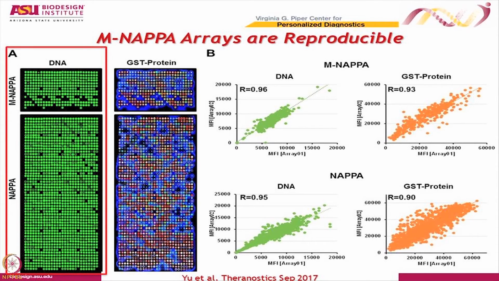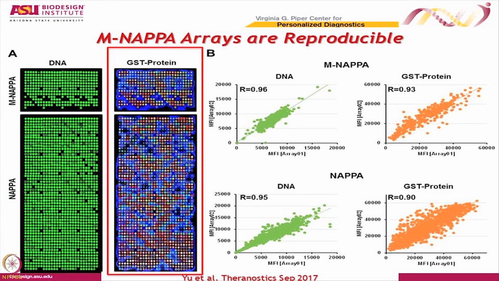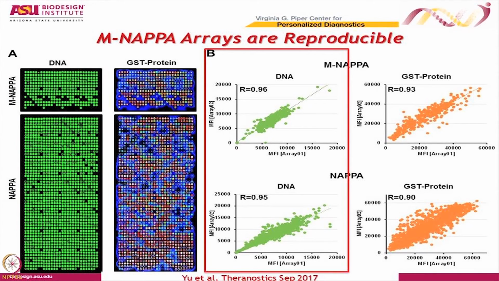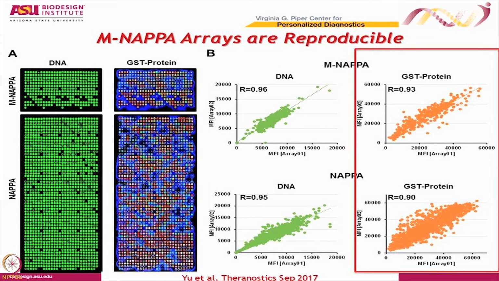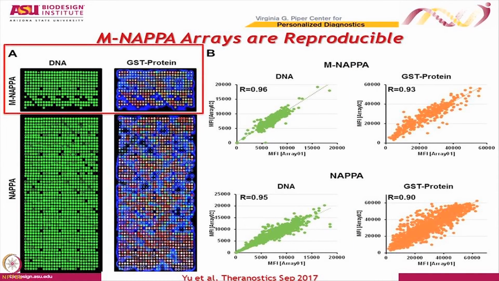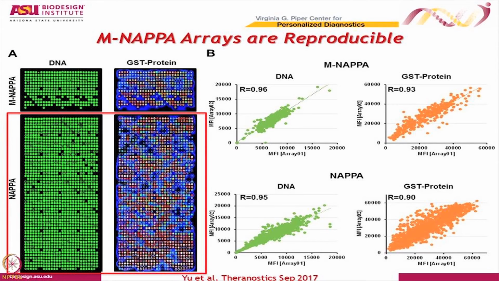All right, so this is the array printed with DNA. This is the array made with protein. And this compares the DNA from different arrays and then the protein levels from different arrays, just to show that they're reliable. I'm just going to tell you briefly, this is a group of proteins up here printed as a mixed array. That is what we call multiplexed NAPPA. Each of these spots contains 5 proteins apiece. The same proteins that are here are down here as individual proteins.